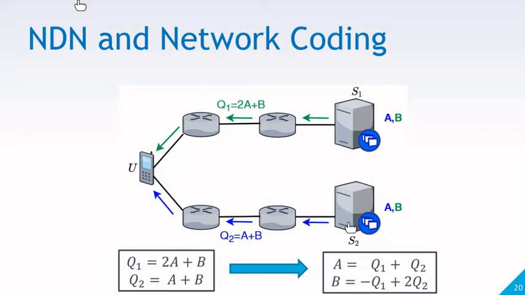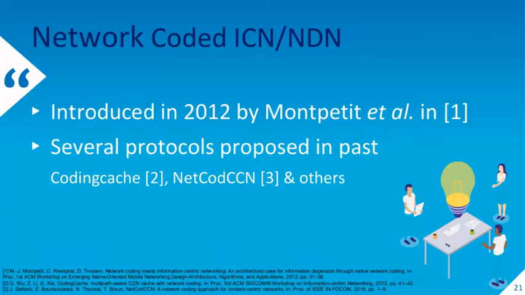Once the user has these coded packets, the user can solve a linear system of equations to retrieve the original segments A and B out of these coded segments. This can only be performed once the user has received enough linearly independent coded packets to retrieve the original segments. The idea of using network coding over ICN or NDN dates back to 2012.